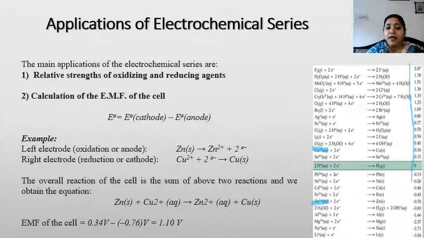Like here, this is the overall reaction, and to calculate the EMF of the cell we will subtract minus 0.76 from 0.34, and in this way we get the EMF of the cell, which is 1.10 volt. So in this way we can calculate the EMF of the cell.